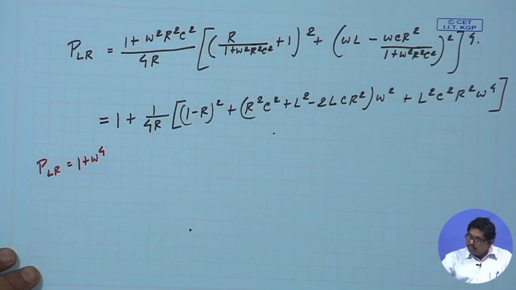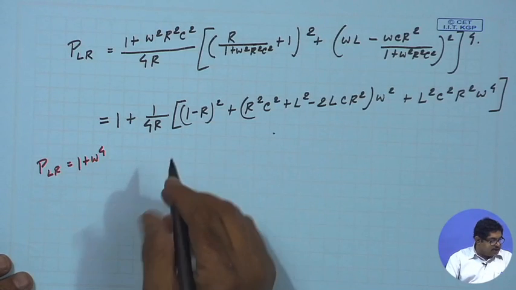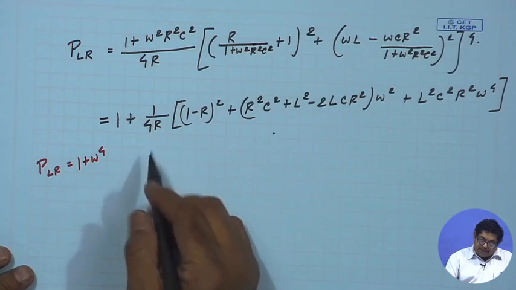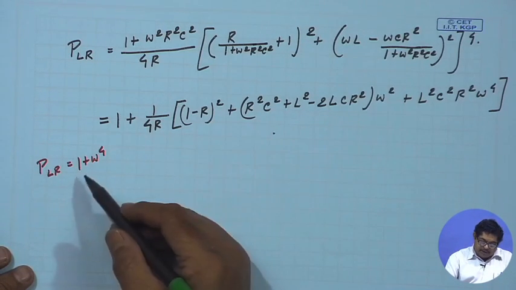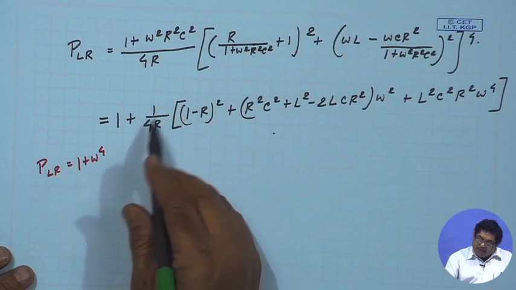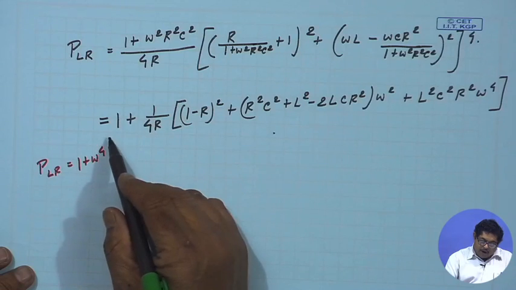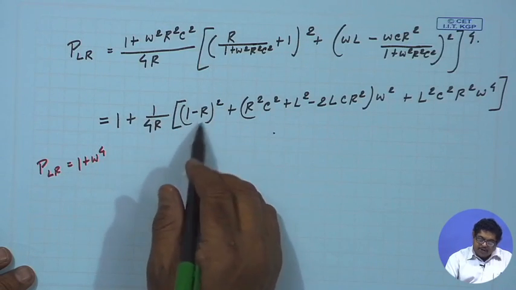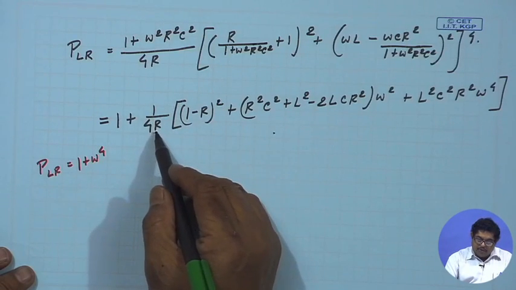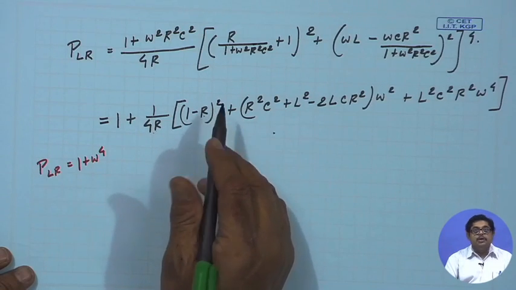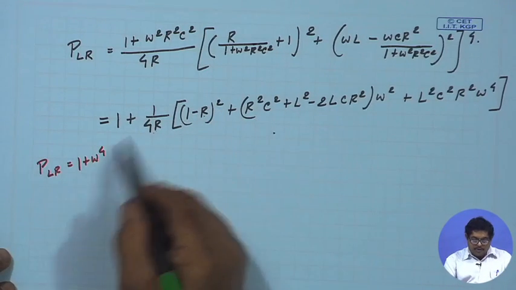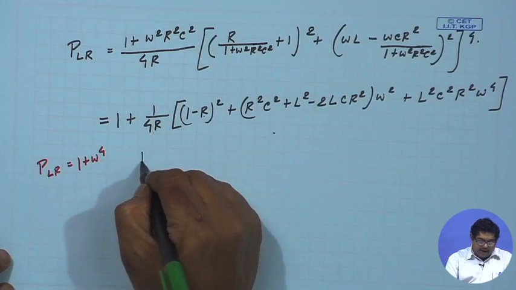Now by comparing, what is immediately observable is the value of r, because this is omega square and this is omega 4th. So 1 is equal to this, which means this term, 1 by 4r times (1 minus r) whole square, should go to 0 if we compare these two. So r becomes 1.